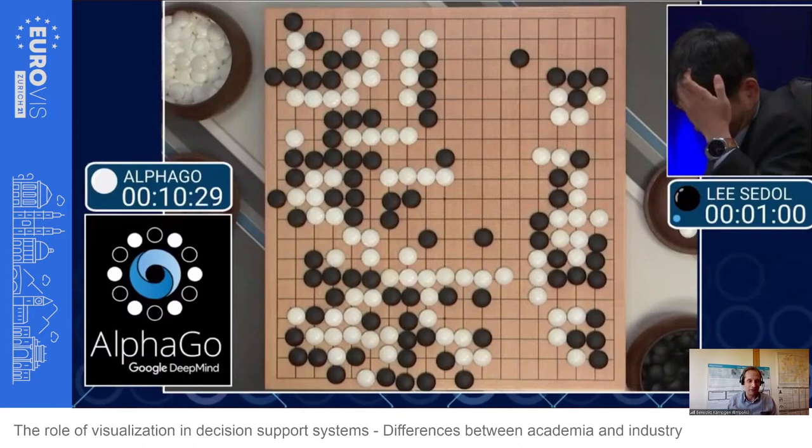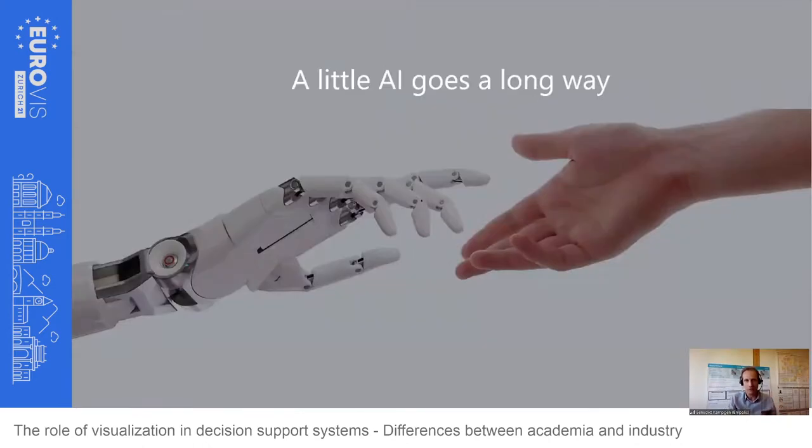And there really is sometimes some exaggeration of what is possible just by giving systems more intelligence. And you probably will agree when I say no, it is the combination. It is the combination of humans and machines. And we have this view on artificial intelligence. A little AI goes a long way.